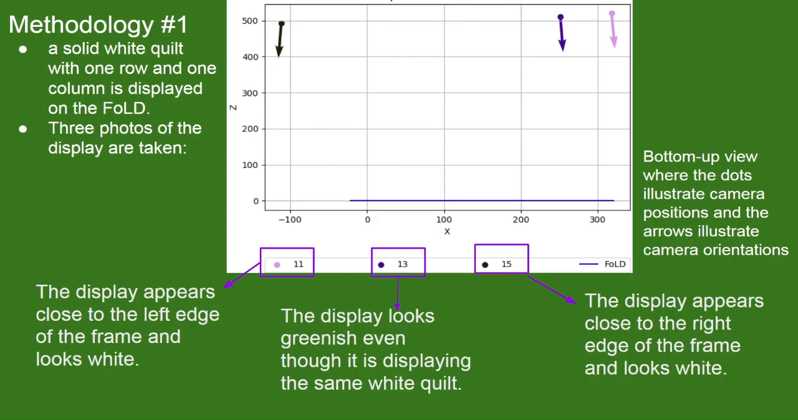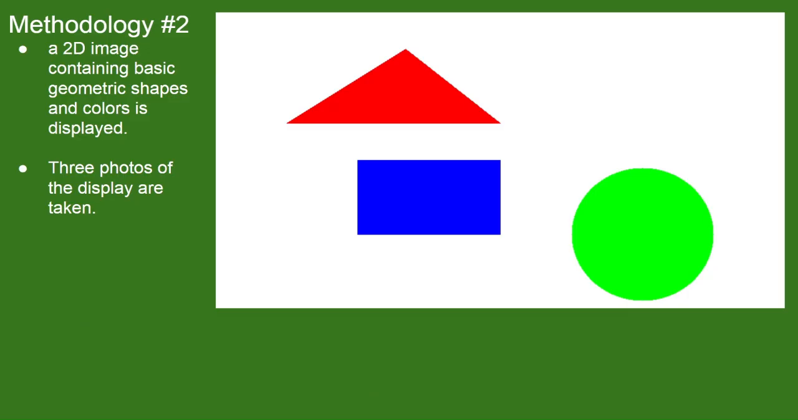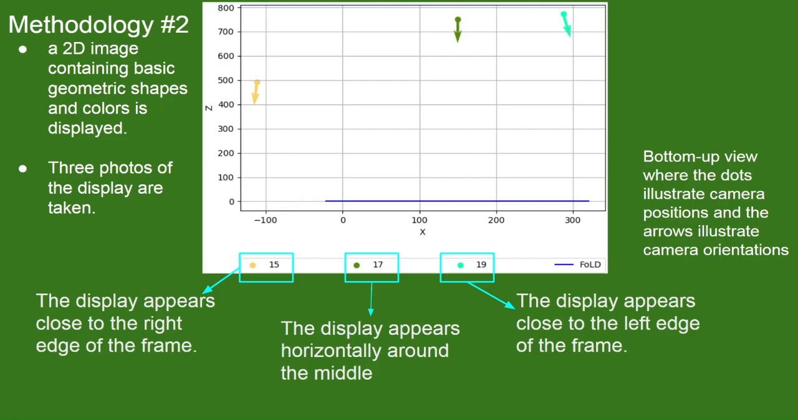In our second methodology, what we did is that we displayed some simple 2D graphics into that scene with some basic geometric shapes and colors, and we did the same thing, that is, we took three arbitrary camera angles, where in one it looks like the display is in the middle, in another the display looks close to the left edge, and in another it looks close to the right edge.